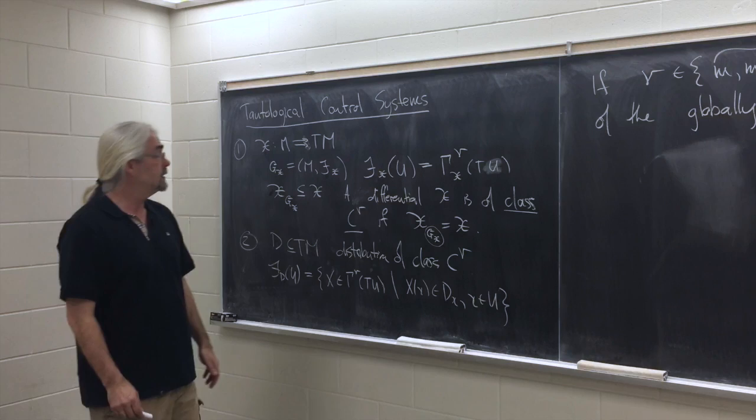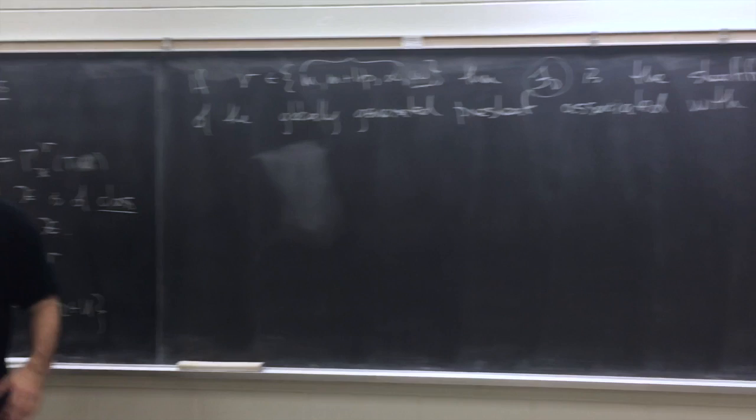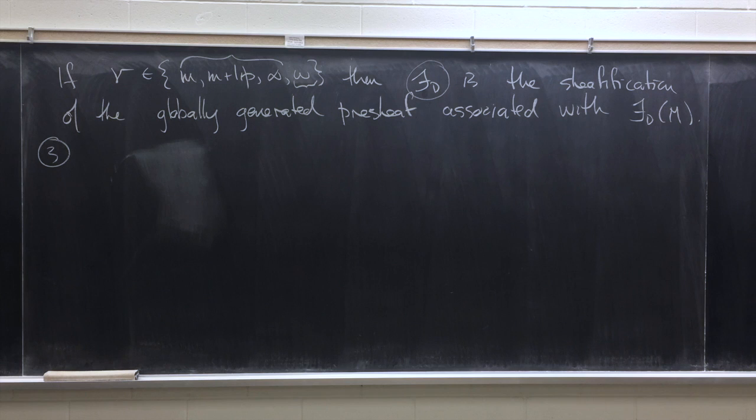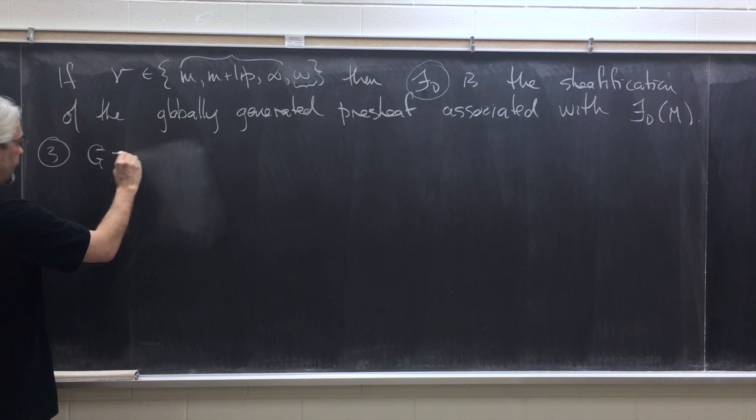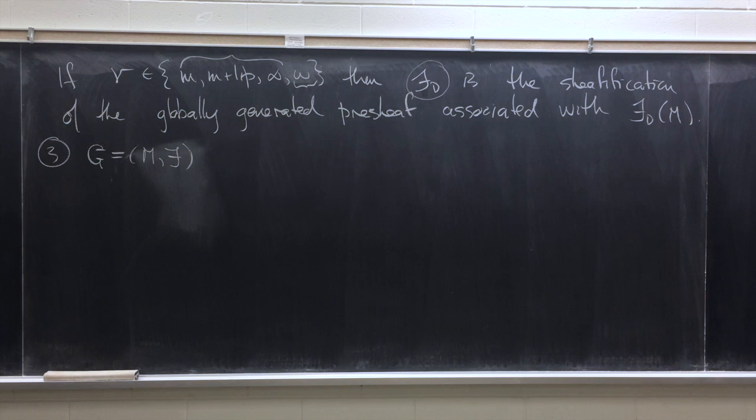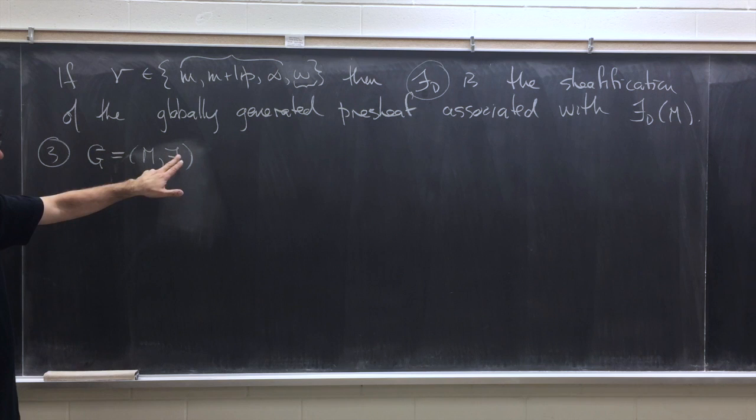Okay, so I'm wrapping up things that I didn't get around to saying last time. The other thing I was going to say was a question that Abdul Reza asked. Remember that a tautological control system, this is a very important point, so I want to make it, is two things. It's a manifold and a pre-sheaf of sets of vector fields. Abdul Reza asked a salient question: is there any algebraic structure on that pre-sheaf? And my answer is no, none whatsoever.